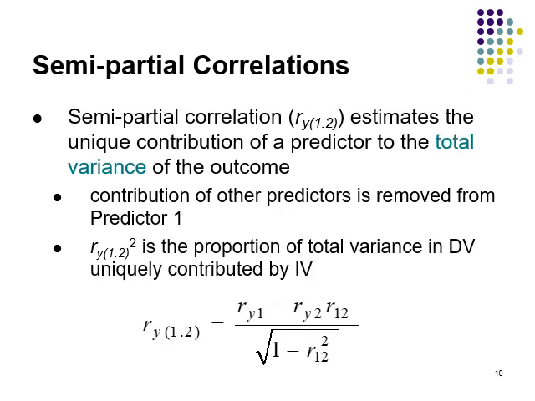Semi-partial correlations estimate the unique contribution of a predictor to the total variance of the outcome. So the contribution of the other predictors is removed from the predictors, but not from the outcome. And again, we can calculate at that point what is the total variance in the DV uniquely contributed to by the IV.